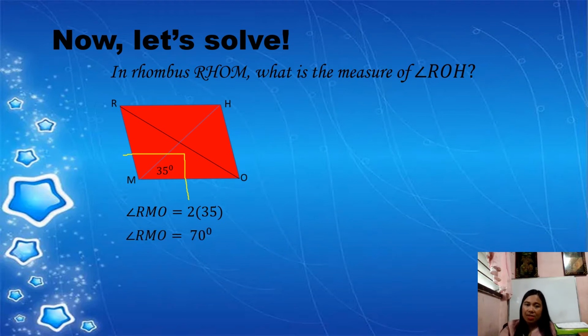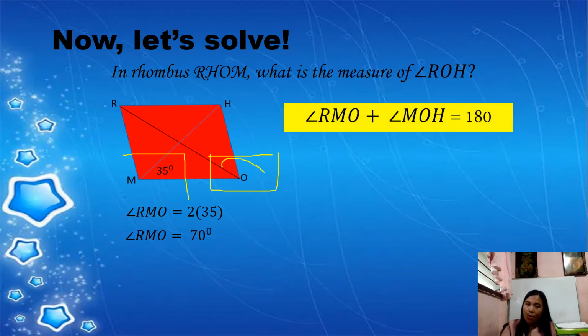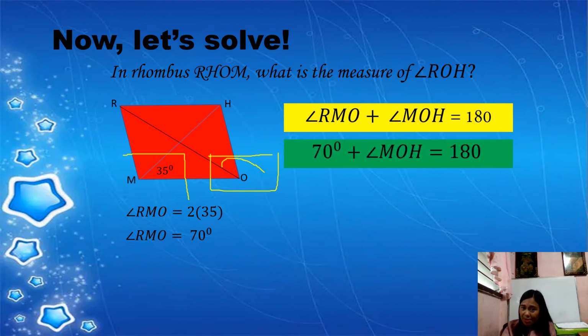Now, since we will be looking for this, we also need to find the measurement of this angle by using property number 3, which is consecutive angles are supplementary. So, adding angle RMO and angle MOH should give us 180. Since we have solved for angle RMO as 70 degrees, substitute. So we have 70 plus angle MOH is 180.